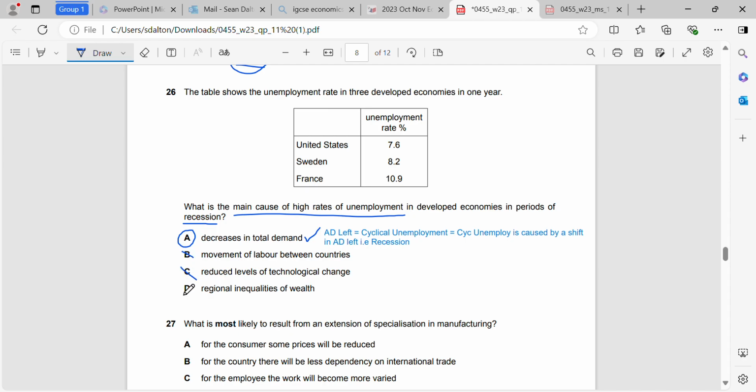The other points here, so regional inequalities of wealth, reduced levels of technological change, or the movement of labour, may for different scenarios cause different types of unemployment, but not cyclical. Right? They may cause our structural, our frictional, or seasonal unemployment, etc., but not cyclical, which is what the question is asking us, because they have recession in the question.